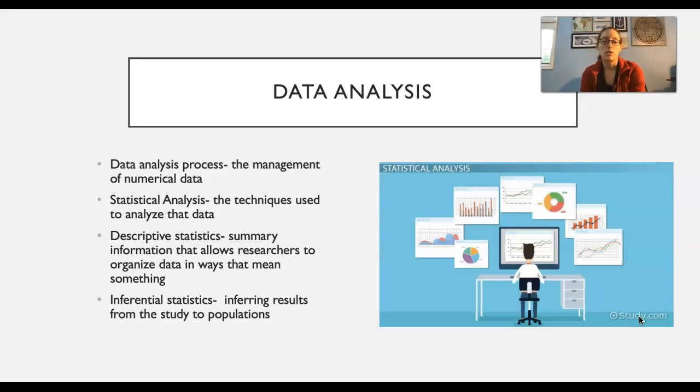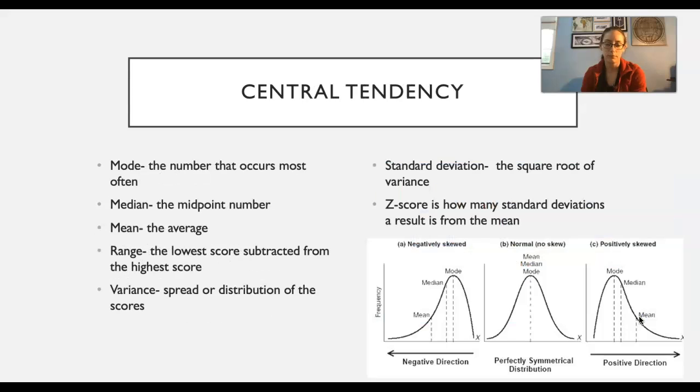And then we use inferential statistics. So that's the process of inferring, meaning, again, we're kind of guessing, but it's a very educated guess, results from that study to the populations that we were studying. So if your study is generalizable, then we are using inferential statistics to tell us that.